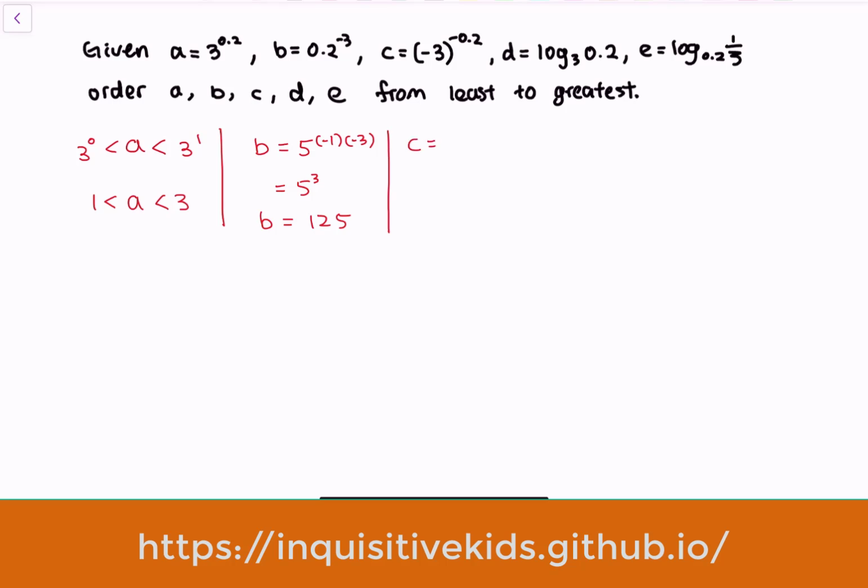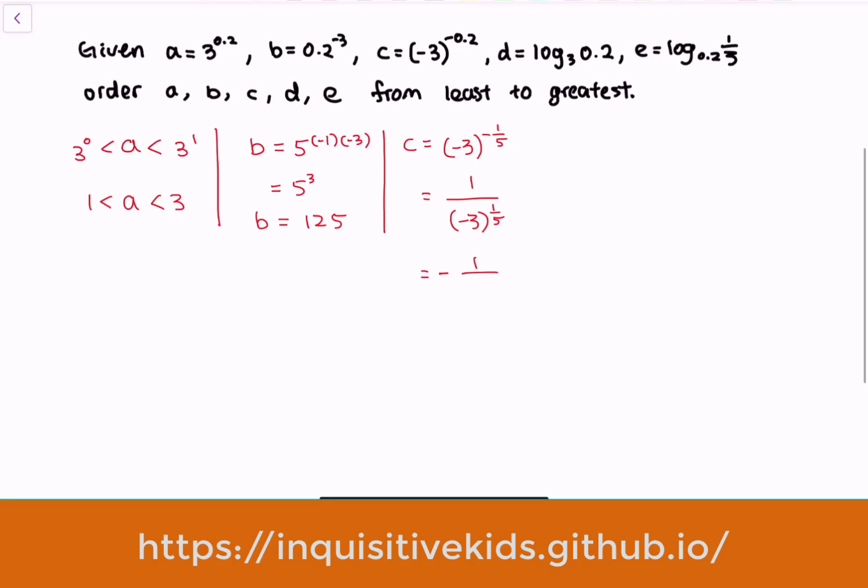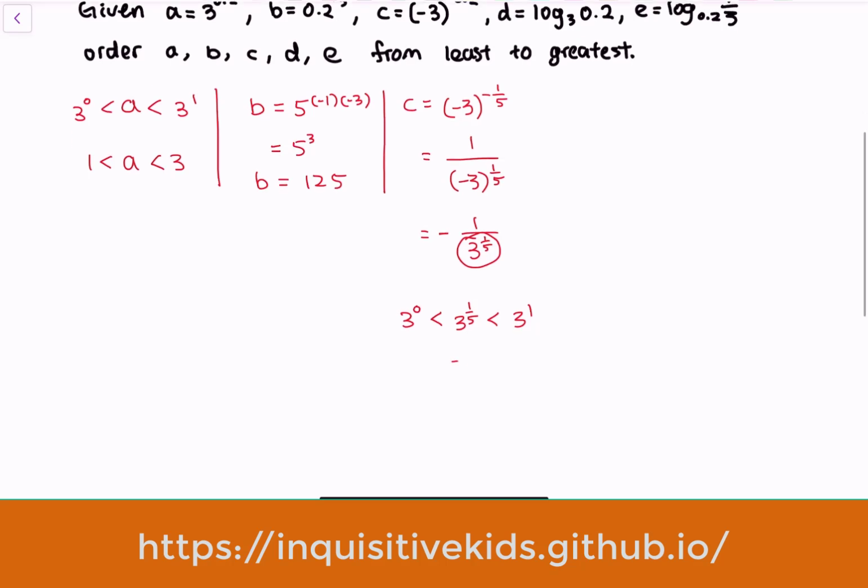Now what about c? c, if we rewrite it, we get negative 3 to the negative 1/5 power. This is equal to 1 over negative 3 to the 1/5 power. We can go ahead and take this negative sign out and put it in the front. So we're left with 3 to the 1/5 power. This is the same thing as taking the 5th root of 3 as well. So when we only focus on this part, 1/5 is between 0 and 1. So 3 to the 1/5 lies in between 3 to the 0 and 3 to the first powers. This means that 3 to the 1/5 is between 1 and 3.